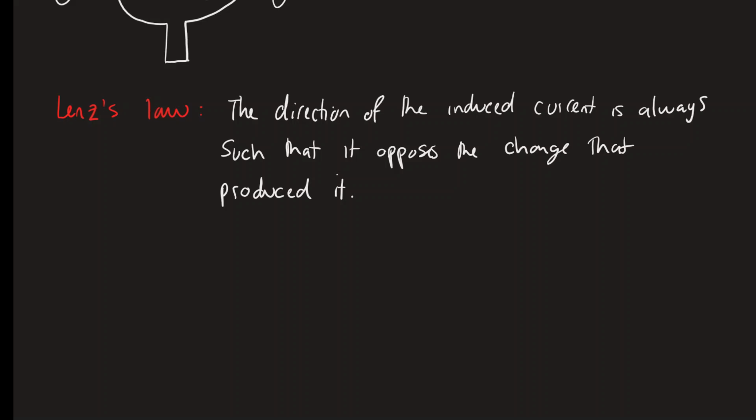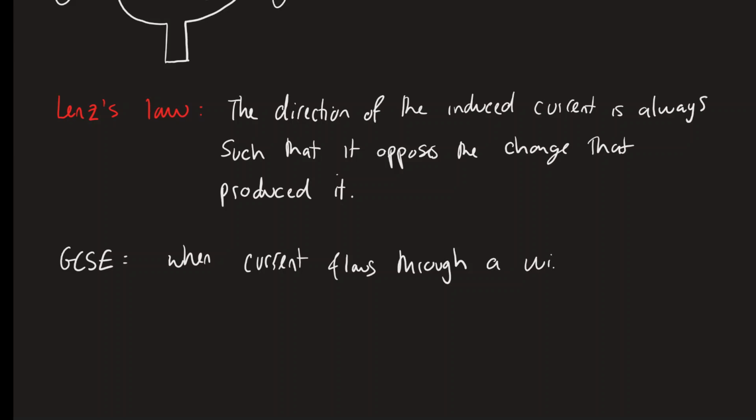Just before that we need to recall something from GCSE. We need to recall the idea that when current flows through a wire or round a loop, a magnetic field is created.